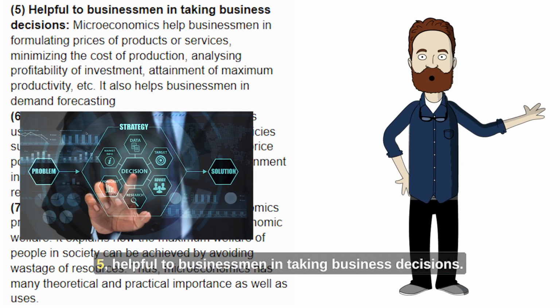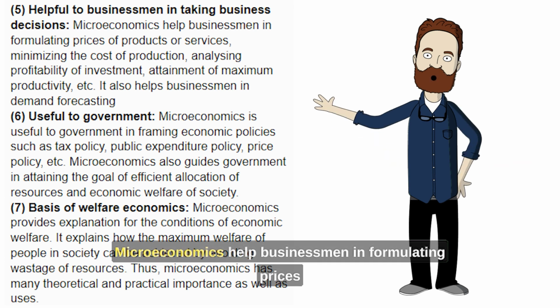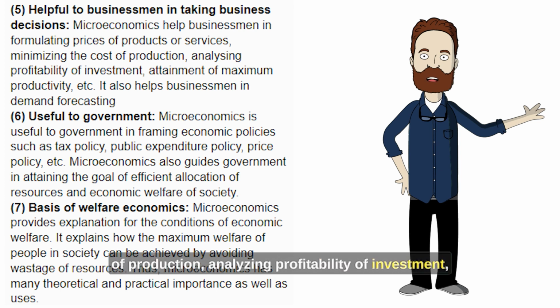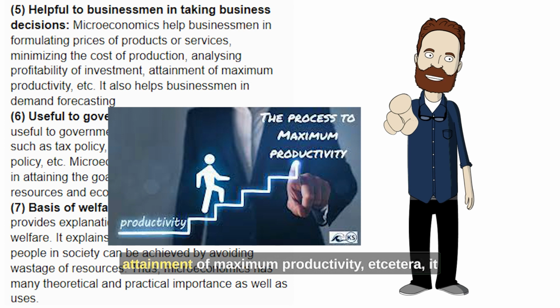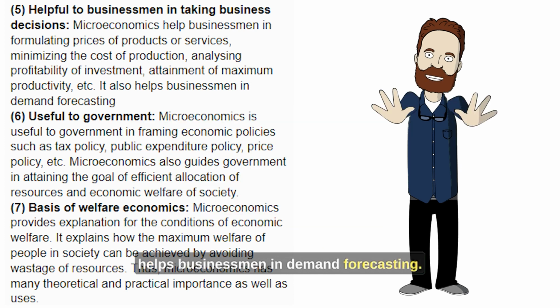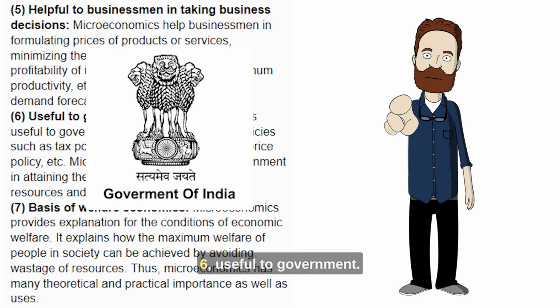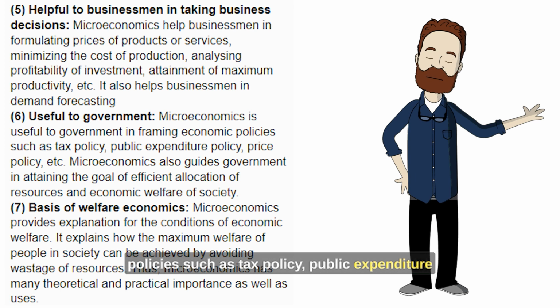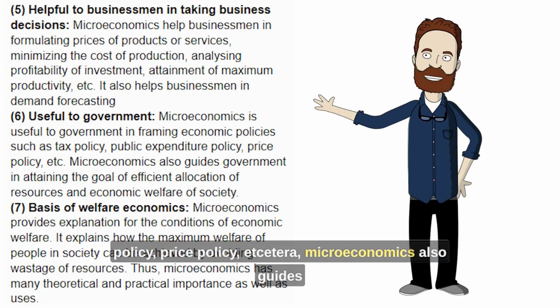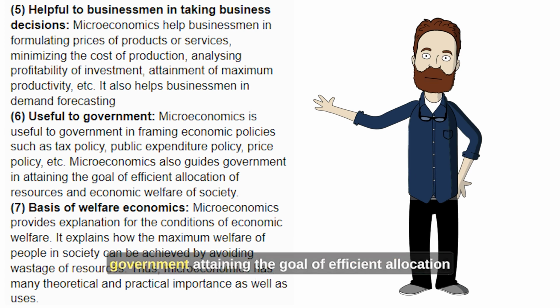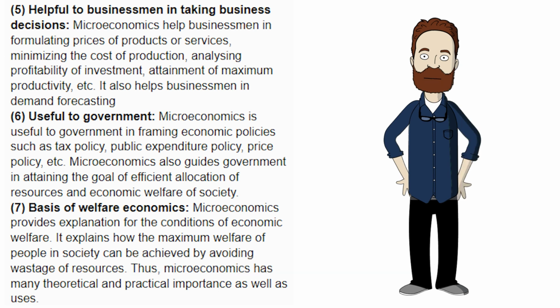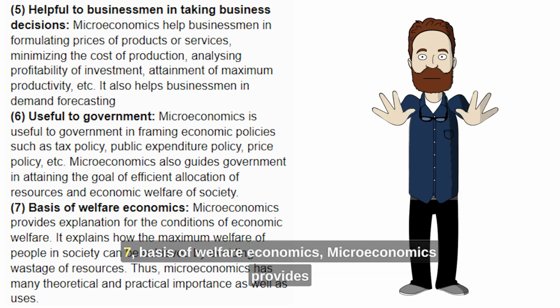5. Helpful to businessmen in taking business decisions. Microeconomics helps businessmen in formulating prices of products or services, minimizing the cost of production, analyzing profitability of investment, attainment of maximum productivity, etc. It also helps businessmen in demand forecasting. 6. Useful to government. Microeconomics is useful to government in framing economic policies such as tax policy, public expenditure policy, price policy, etc. Microeconomics also guides government in attaining the goal of efficient allocation of resources and economic welfare of society.